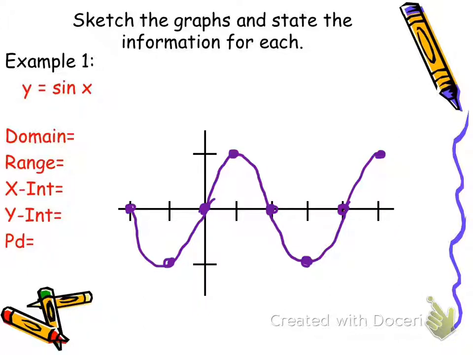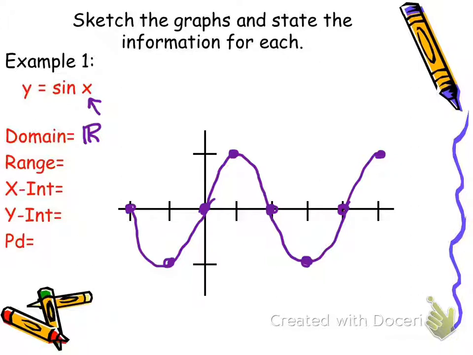Now let's talk about the domain of the sine graph. Is there any x value that breaks this? Does the sine have any undefined outputs? Look at your table. Sine's not undefined anywhere, so the domain of the sine function is all real values. Any angle you put in it, the sine can handle.